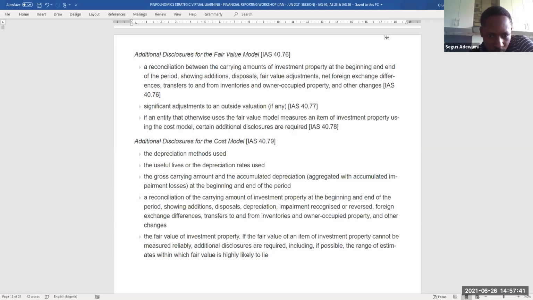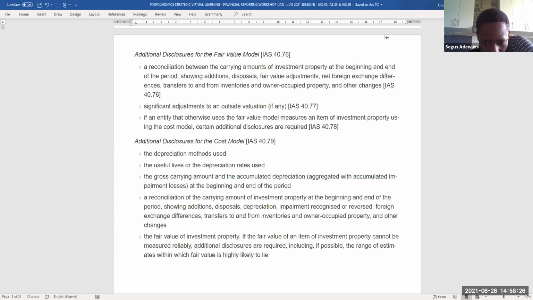Additional disclosures for the cost model. 1, the depreciation method used. 2, the useful life or the depreciation rates used. 3, the gross carrying amount and the accumulated depreciation aggregated with accumulated impairment losses at the beginning and end of the period. 4, a reconciliation of the carrying amount of investment property at the beginning and end of the period showing additions, disposals, depreciation, impairment recognized or reversed, foreign exchange differences, transfers to and from inventories and owner-occupied property, and other changes. 5, the fair value of investment property.